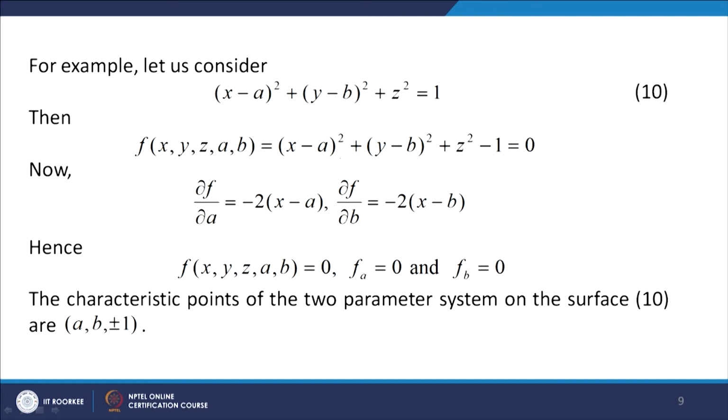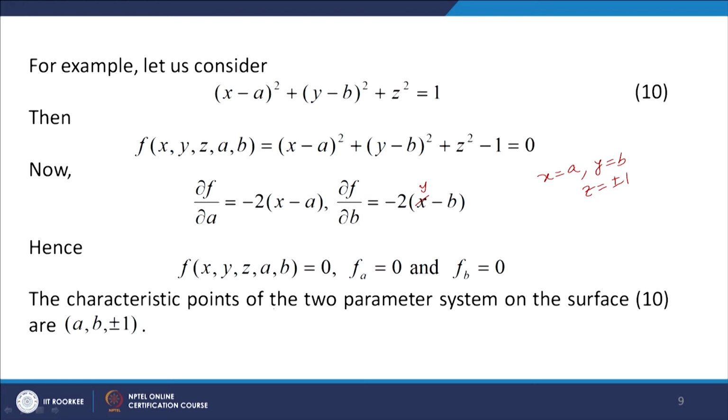So, this is equal to 0, and the partial derivative of f with respect to b, when we find it, should be in y, so minus 2 times (y - b), equal to 0. So, x - a = 0 means x = a, and y = b. When we put this in this equation, we get z = plus or minus 1.